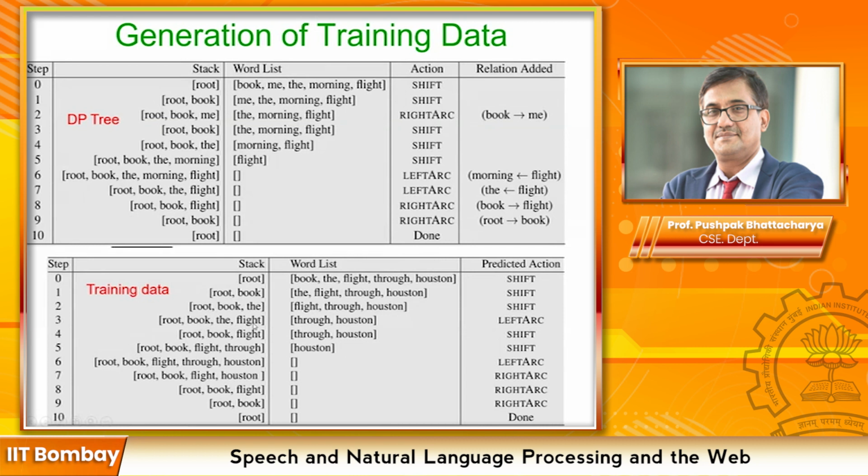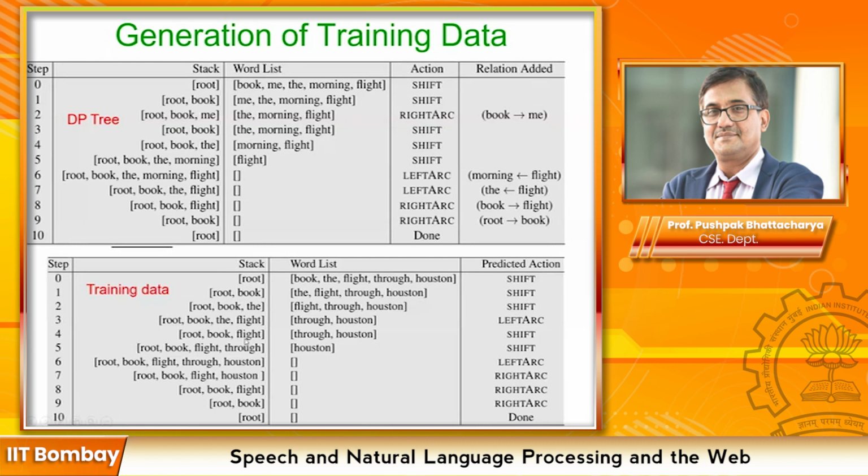The and flight, I see a dependency relationship in the tree itself, and the is a modifier. So I learn that I have to do a left arcing between the and flight and pop the out of the stack. The modifier goes out of the stack. So this I learn from the dependency tree itself. Then now I have book and flight, and through Houston is on the input buffer.